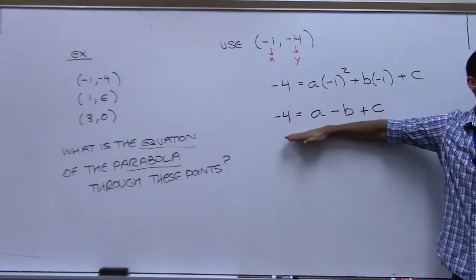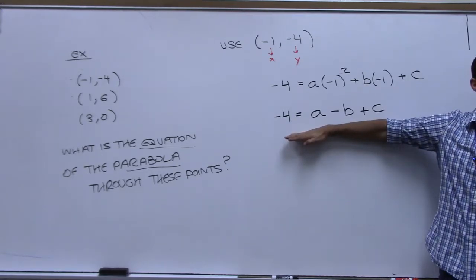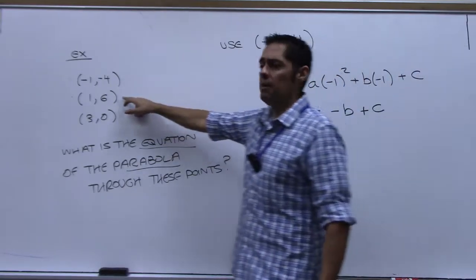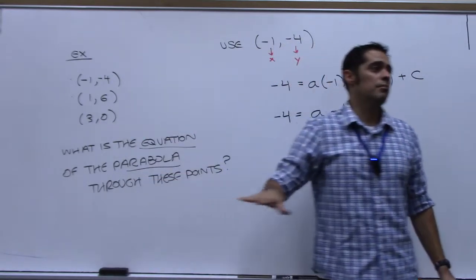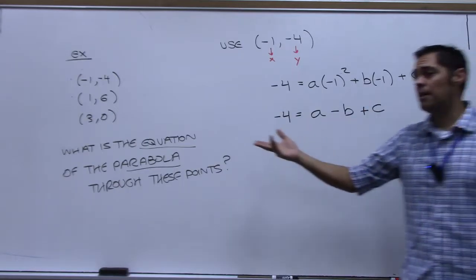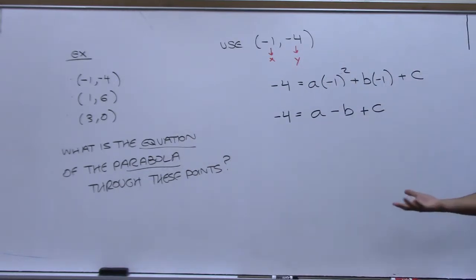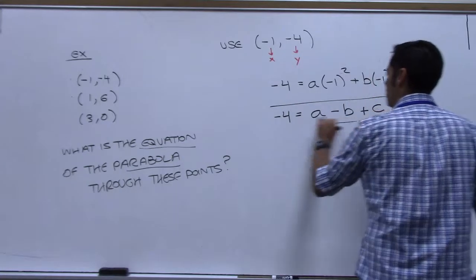I have one equation, right? Three unknowns. One equation, three variables. Well, I'm going to be able to do this again for this point, and I'll have another equation with three unknowns. And I'll do it for the last point, and I'll have a third equation with three unknowns. So then I'll have a system of equations, right? Three equations, three unknowns. Okay, so now I'm going to box this up. I'll come back to it in a minute.